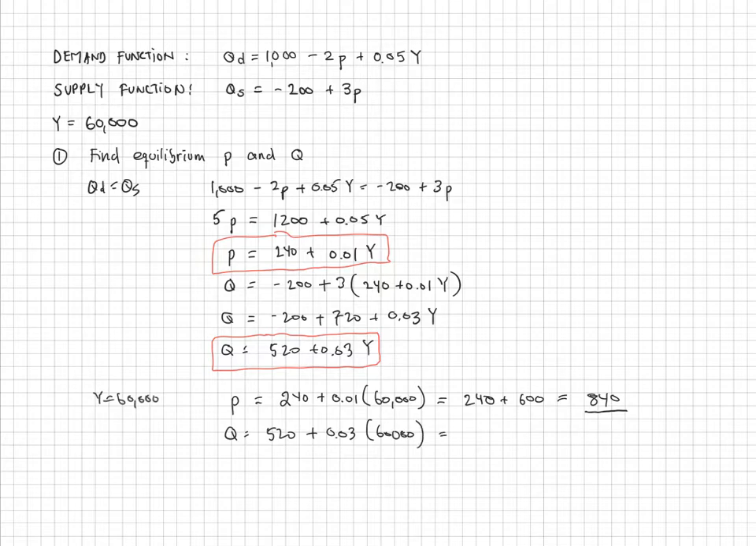Equilibrium quantity is 520 plus 0.03 times 60,000, 520 plus 1,800, so that's equal to 2,320. Alright, there's our equilibrium price and quantity. On the next slide, I will find some comparative statics, some derivatives.